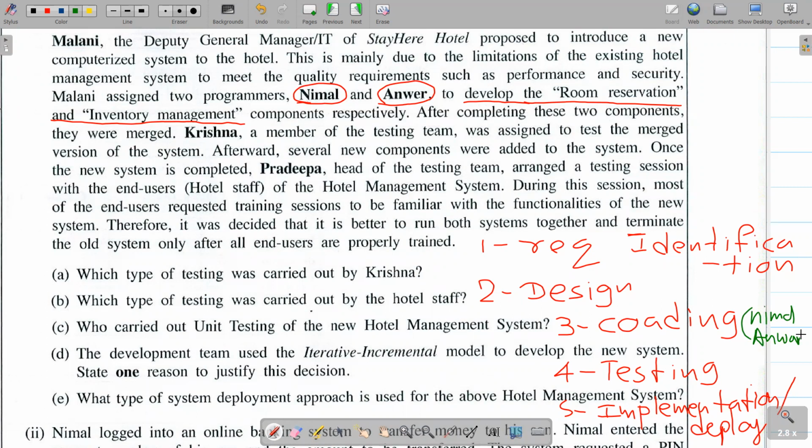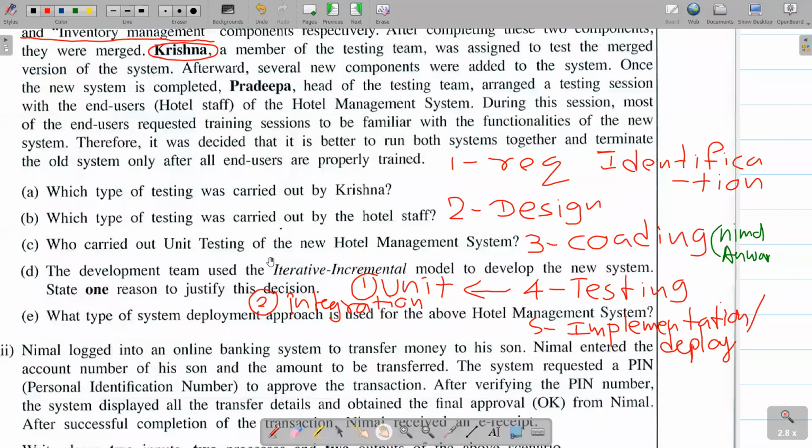And it says after completing these two components, they were merged. Krishna, a member of the testing team, was assigned to test the merged version of the system. So Krishna is performing the testing, and the test is done by merging the components. When it comes to testing, the very first test that you do is the unit test. The next test is what we call integration. And the third type of test that we are doing is called the system test.